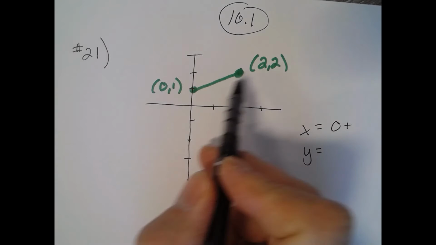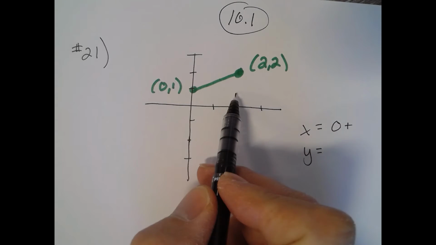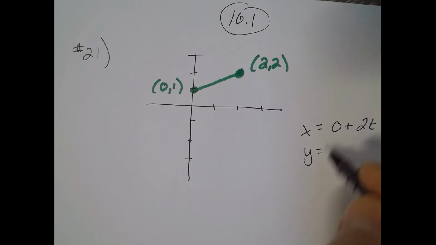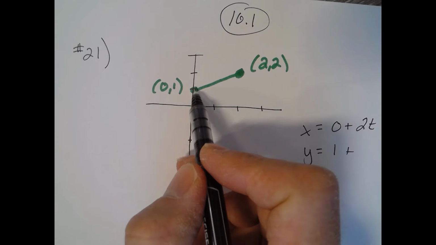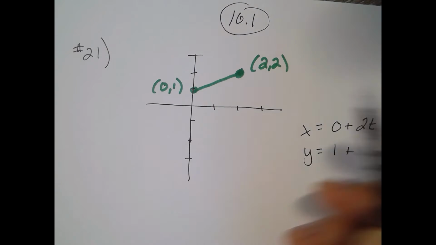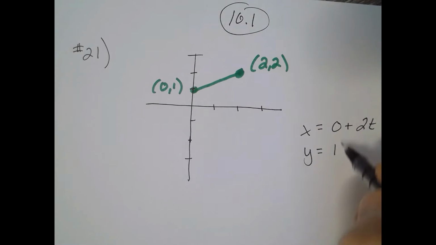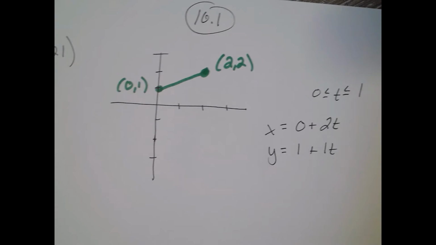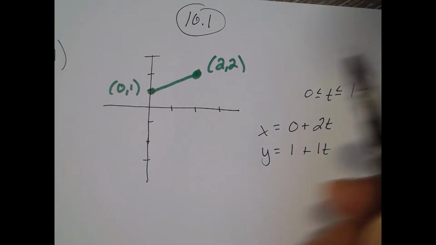In the x direction, we've gone 2 units to the right, so it's 2t. And then y, we start at 1, and I go from 1 to 2 in the y direction, so I'm going up 1t. Now this is just one parameterization of the line segment. That's saying that it's going to take 1 second for it to go from here to here.